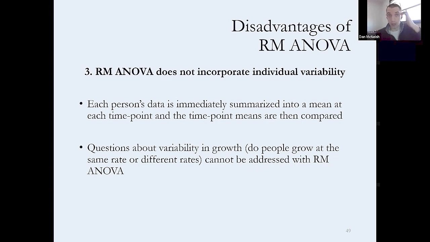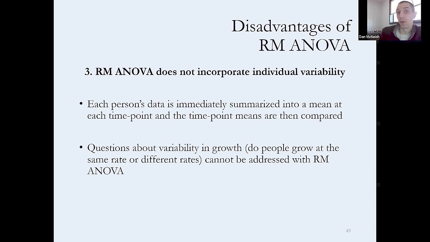Third point here, issues about individual variability or individual differences. As we mentioned a couple slides ago, repeated measures ANOVA is in that marginal model framework. It's going to look at averages across people. It's not going to give us information about how variable that mean change is. So it's not going to tell us if the mean change in person 1 is different than the mean change in person 6 or person 9. It's just going to say averaged across everyone, the change looks like this.